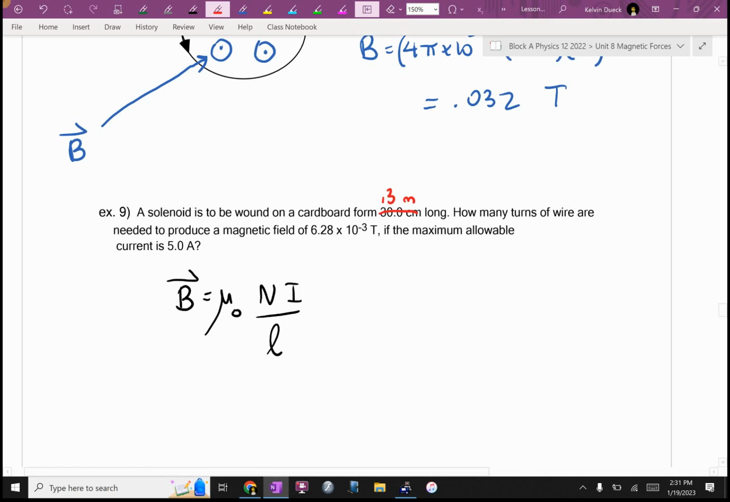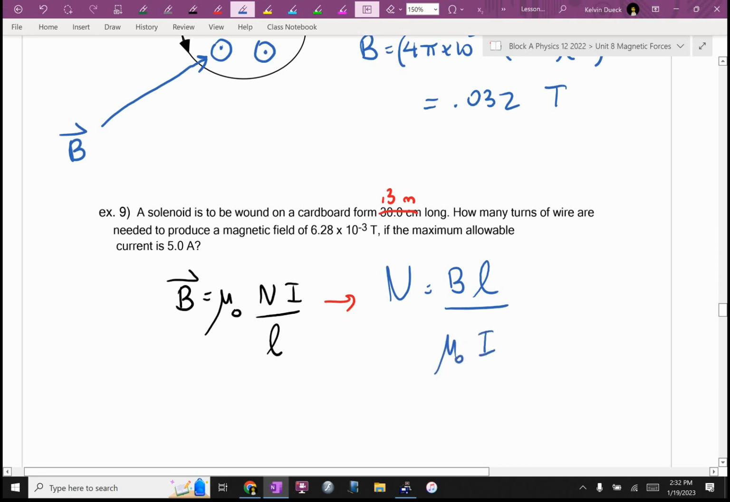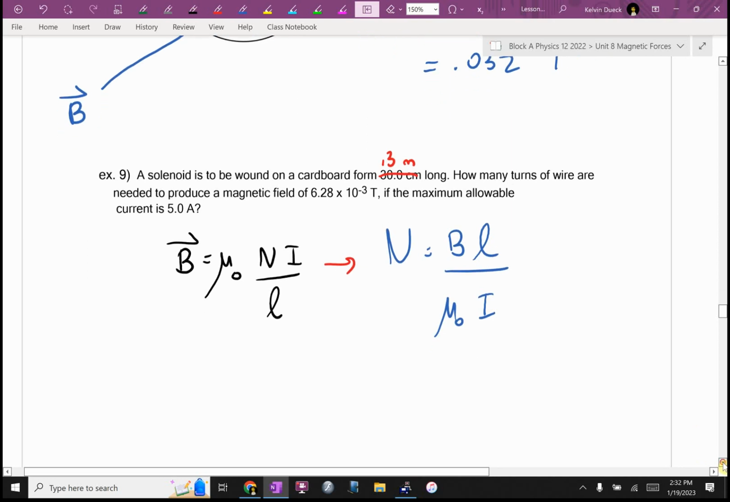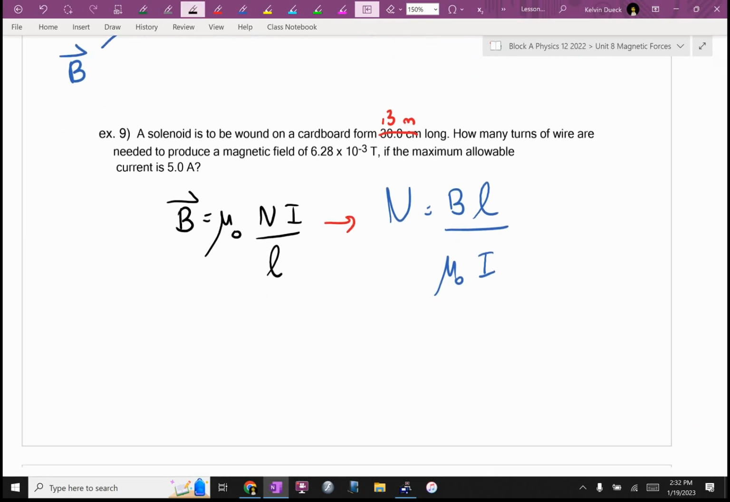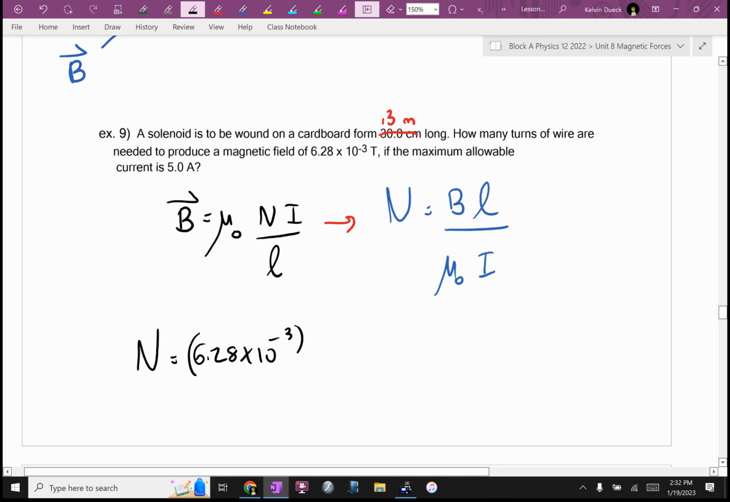So you're telling me, if I'm in the factory, I would go N equals B times L divided by mu naught I? Yes, I would. It's going to be B, 6.28 times 10 to the negative 3, L, 0.3, divided by 4 pi times 10 to the negative 7. How many amps? 5.